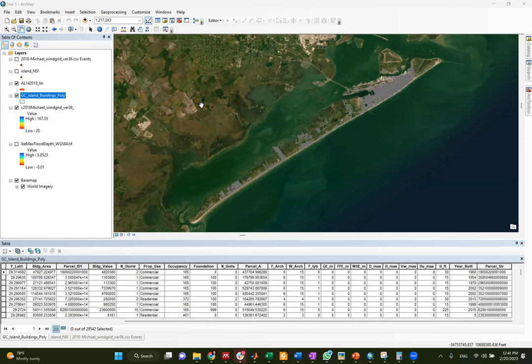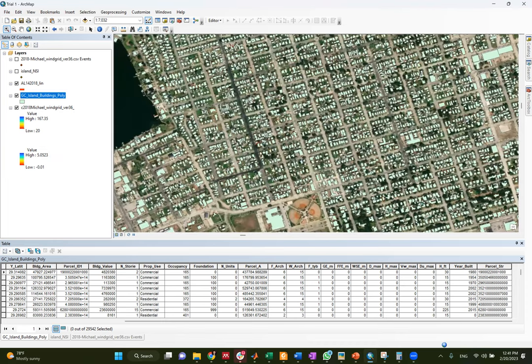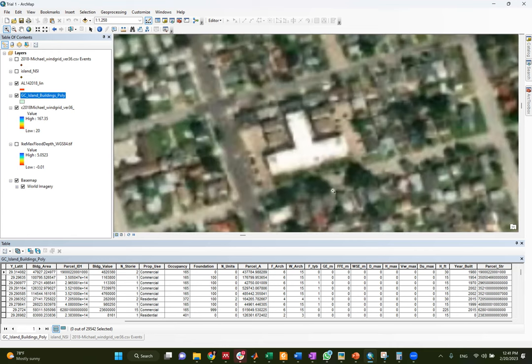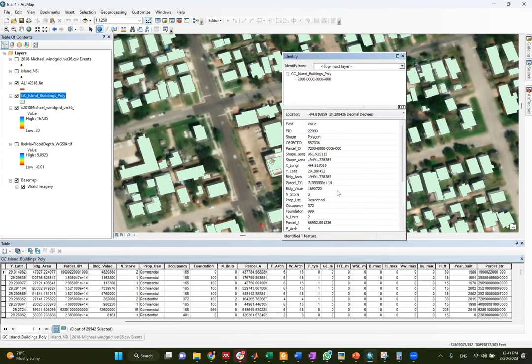let's zoom in, but not very close, because sometimes it doesn't work. Here, if I zoom to this neighborhood and click on any of these buildings, I go to identify and click on this building. This building is residential.